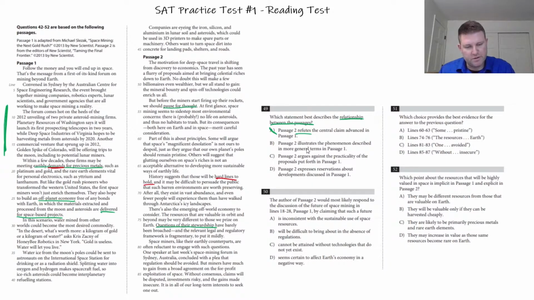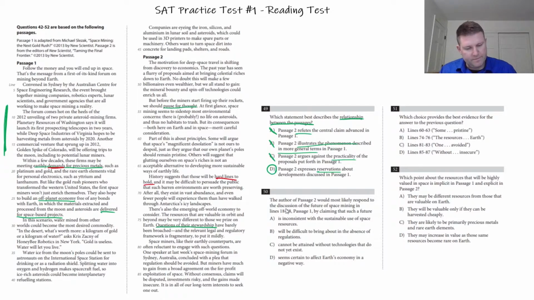And then B, Passage 2 illustrates the phenomenon described in more general terms. So is he basically summarizing Passage 1? No. And then C, Passage 2 argues against the practicality of the proposals put forth in Passage 1. Passage 2 never says that we can't utilize space materials. He's just saying we have to regulate it. So C is out. And then D, Passage 2 expresses reservations. In this case, reservations is used as concerns. So Passage 2 has concerns about developments discussed in Passage 1. That's absolutely true, because Passage 2 is saying, yes, space mining's cool, but we do have to regulate it very carefully. So D is good there.